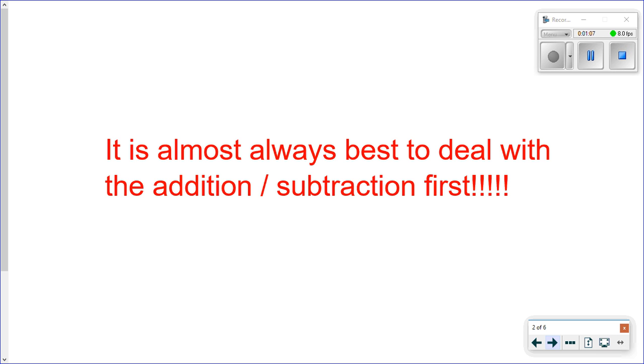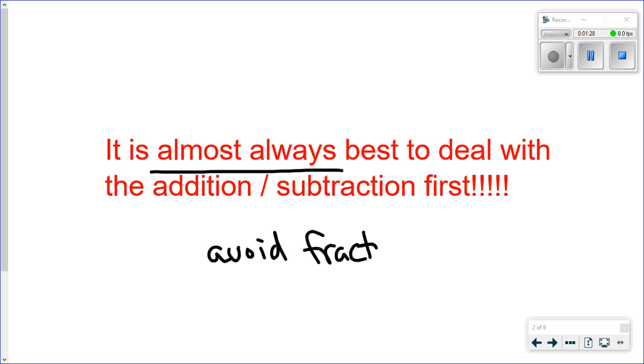Now, it's not a hard rule, meaning it doesn't apply every time, but generally speaking, it's almost always best to deal with the addition and subtraction first. And the big reason is you avoid fractions. That's the big one. There are other reasons, and we will come back to that later, but for now, just don't do it.